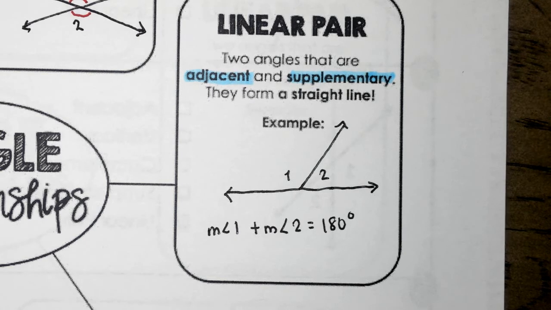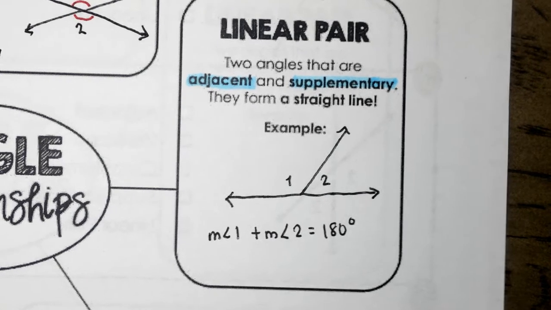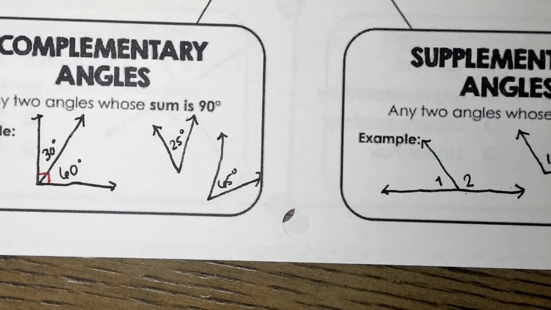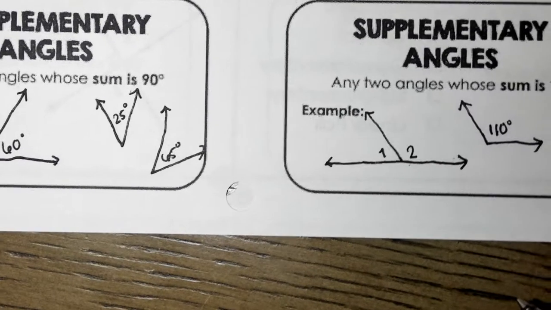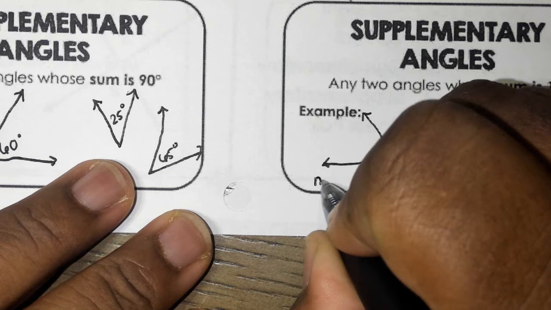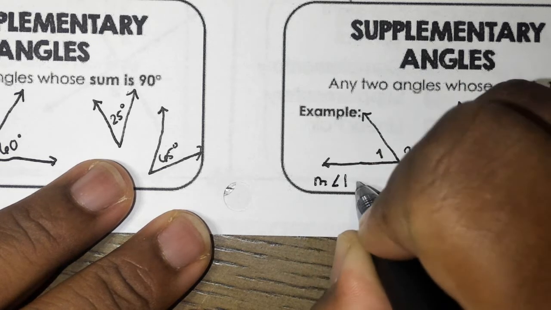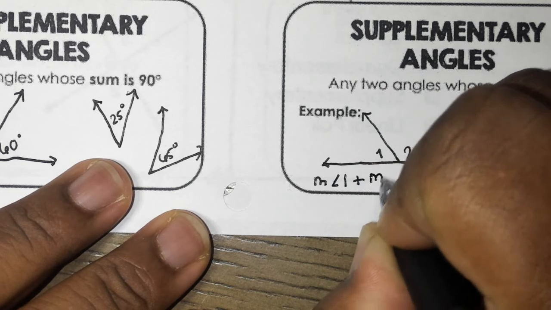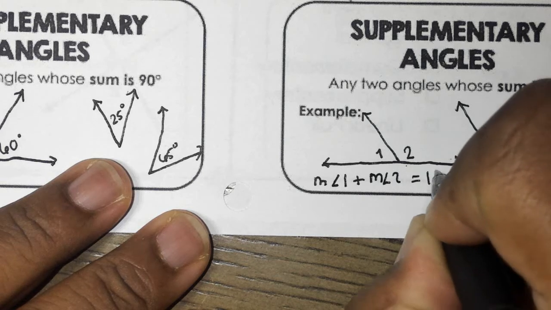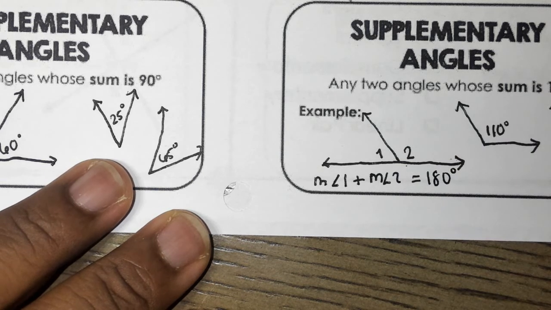Now let's go back down here and do that for complementary too. We could have said that same thing down here for the supplementary ones that were together. We could write that equation. This will help us later. The measure of angle 1 plus the measure of angle 2 equals 180 degrees. Every time I think of something, I like to add it in.